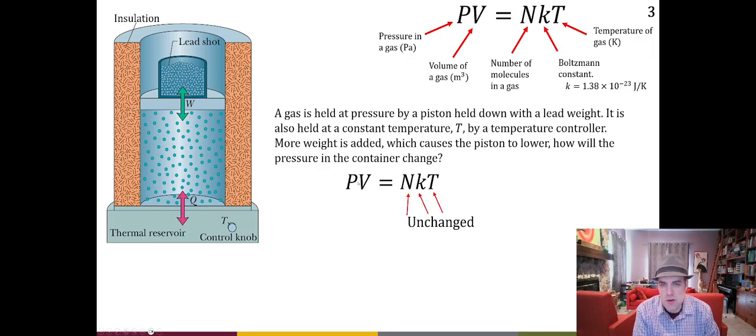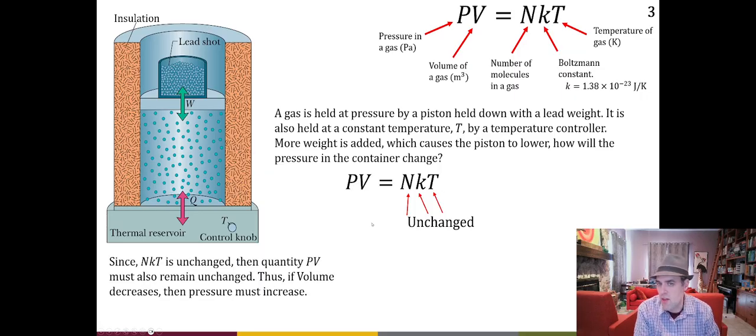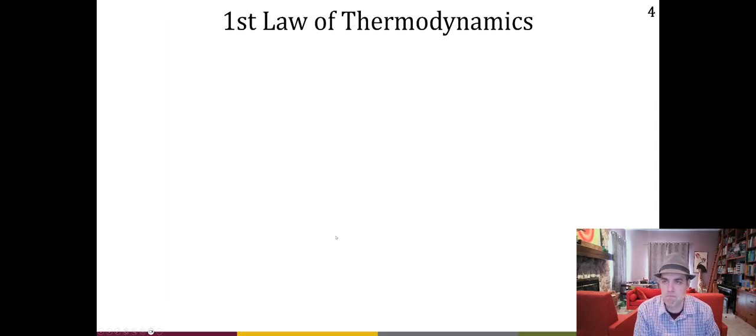So if I decrease the volume, if I make the volume smaller, what must the pressure be doing? Well, this side is not going to change. So if V gets smaller, the pressure must get larger in order to keep this the same. And so that's another way that we can look at this without numbers, just thinking conceptually about how these quantities are changing or not changing.